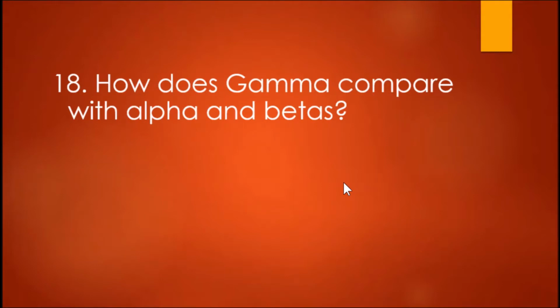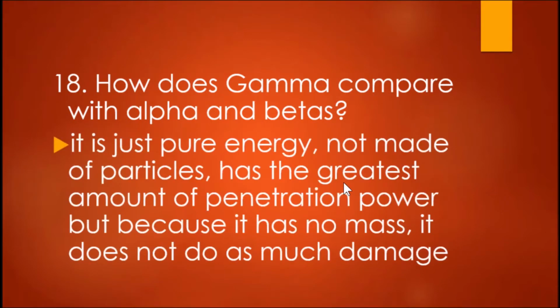How does gamma compare with alpha and beta? Well, it's just pure energy, so it's not made up of particles. It has the greatest penetrating power because it has no mass, but it doesn't do as much damage. The gamma radiation source that I will bring next week will travel quite a few meters and hit us all. It goes straight through you. Okay?